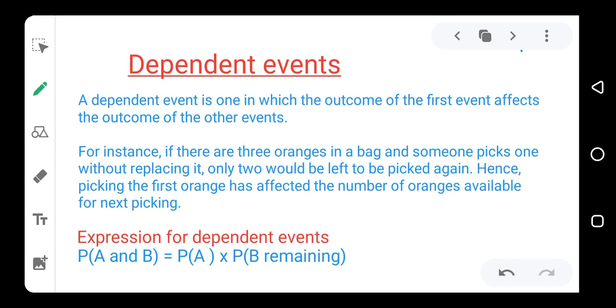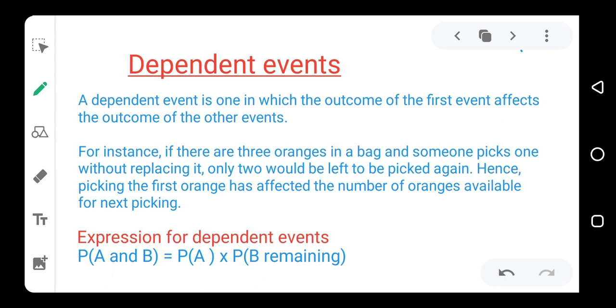Now, dependent events. What do we mean by dependent events in probability? A dependent event is when we have different events and what happens in one of the events affects what will happen in the other events. You have different events and you have samples. Maybe you have a sample to pick. If you pick one sample, it will affect the number of samples available for you to pick again. That is what we call dependent events.